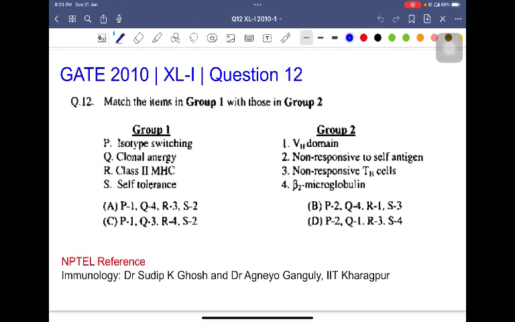Hello everyone, I am Shurasri Pal and we are discussing this question from GATE Examination 2010, paper Biochemistry, question 12. And the question states, match the items in group 1 with those in group 2.